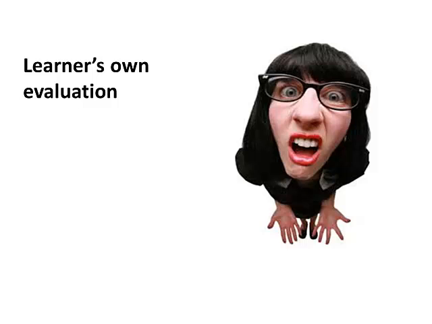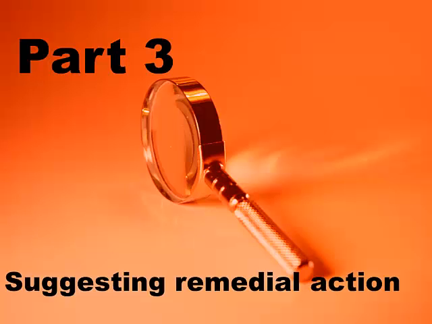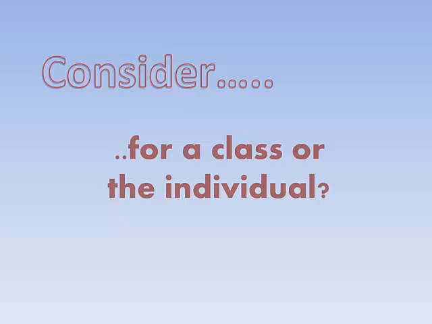It's also worth asking the learner themselves, what do they think they need to work on? Because they'll tell you what sort of mistakes they often make as well. So when you've got a good amount of error and thought about why they might have made these errors, then part 3 is about suggesting some remedial action for that. So, just some things to think about.